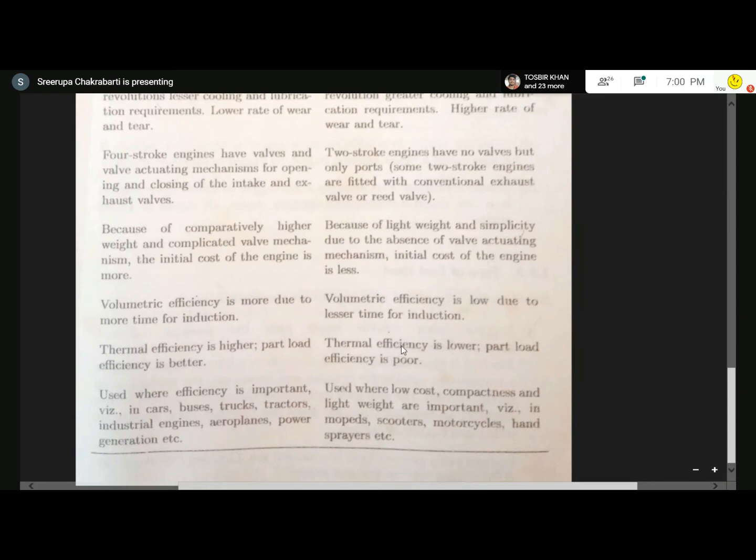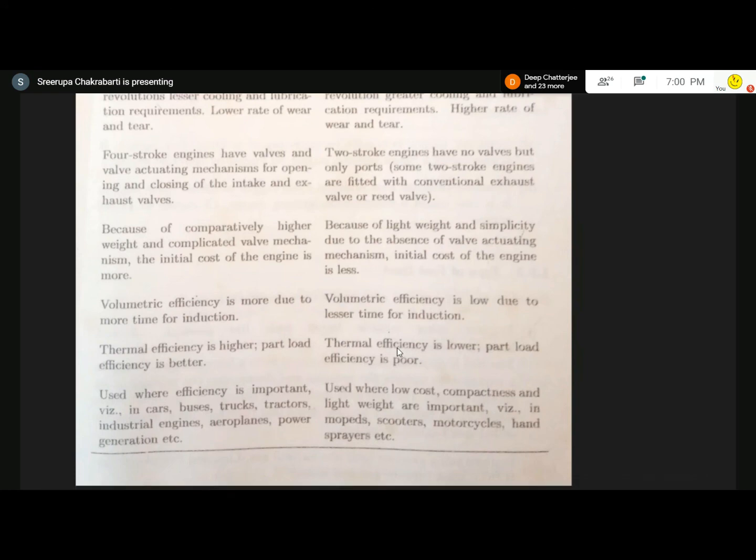At that time also the efficiency, that is output by input ratio, is higher. In case of a 2-stroke engine, thermal efficiency is lower. Why is it lower? Because here the volumetric efficiency is less, so the engine admits less amount of charge, less air, less fuel, and less combustion energy is released. There is also more loss of heat due to radiation, so thermal efficiency is lower and part load efficiency is poor. Also, due to scavenging, some portion of charge is lost. When the scavenging operation is done, the inlet charge flushes out the products of combustion, and some intake charge is also lost.